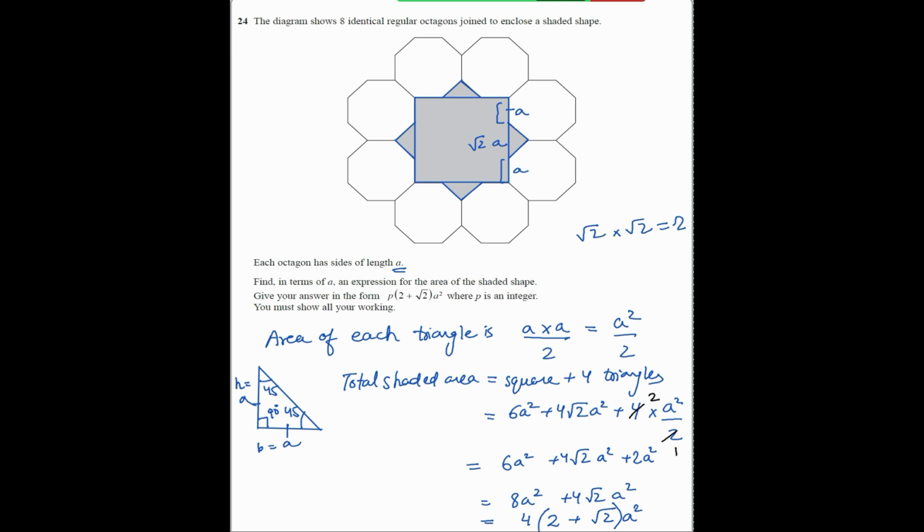And that's our answer. In this final geometry challenge, we explored how identical regular octagons formed a shaded square-like shape by breaking it down into a large square and 4 right-angled triangles. We used algebra and Pythagoras' theorem to form an elegant expression for the final shaded area, which is 4 brackets 2 plus square root 2 a squared, neatly presented in terms of a as required, a perfect blend of geometry and algebra.